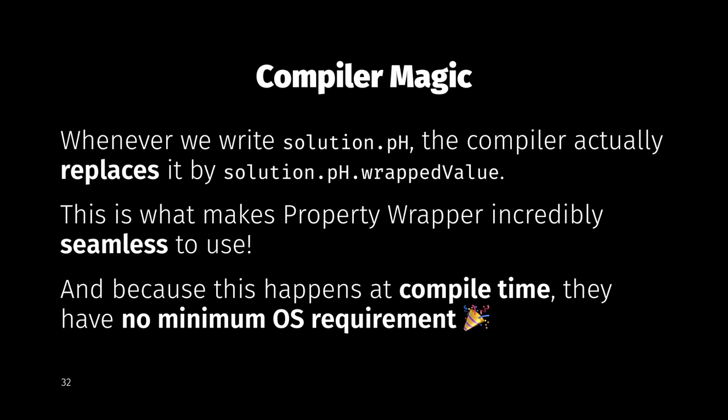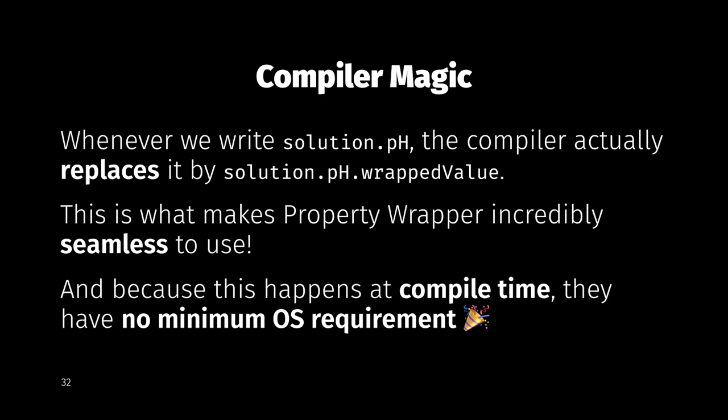It feels a little bit like magic when we use property wrappers for the first time, but it's not some kind of real magic, it's just some standard compiler magic, and we are going to understand it very easily. What you need to understand is that when you write solution.ph, the compiler is actually going to replace it by solution.ph.wrappedValue. When you use a property wrapper, the compiler is going to add the missing part that makes you use the computed property that you implemented in your wrapper, where you implemented all your business logic. So when you are using the property as any other property, the compiler behind the scenes is adding the little bit that makes it go through all the logic implemented inside the wrapper.